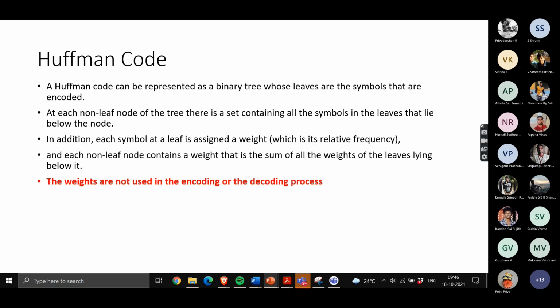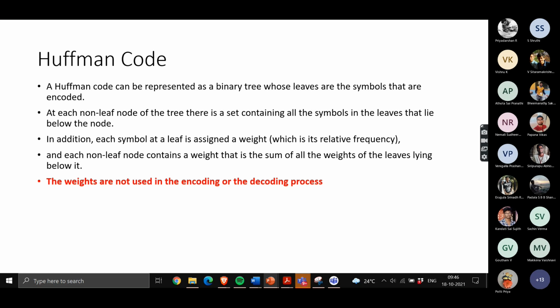So now let's move on to the Huffman coding. What is meant by Huffman coding? How to represent it? It can be represented as a binary tree. Binary tree in the sense you will have a left child, you will have a right child. And in a tree, you will have a leaf node and you will also have a non-leaf node. The non-leaf nodes are called non-terminal nodes, right?